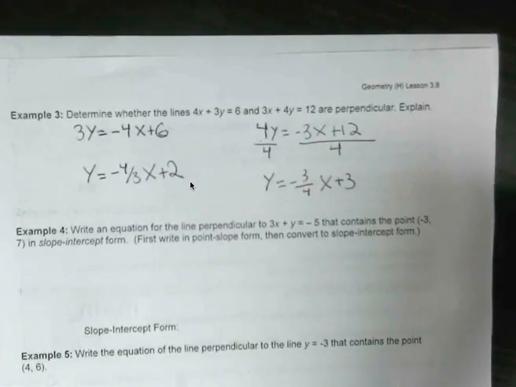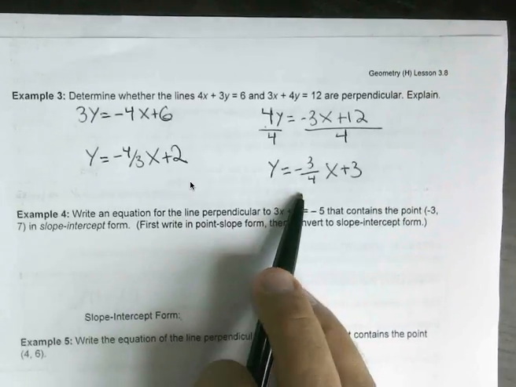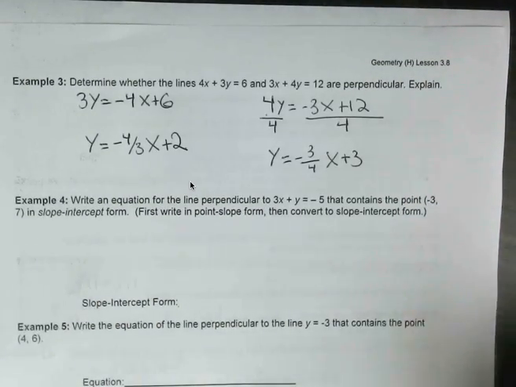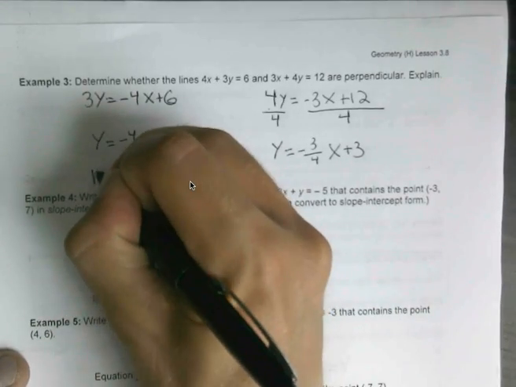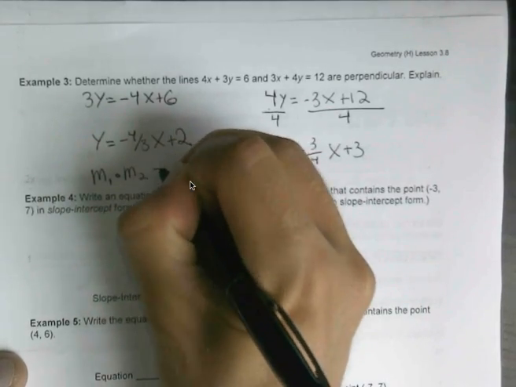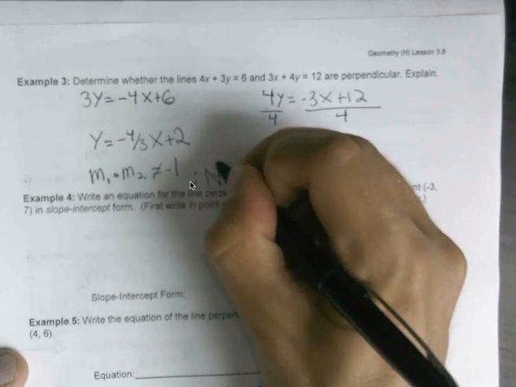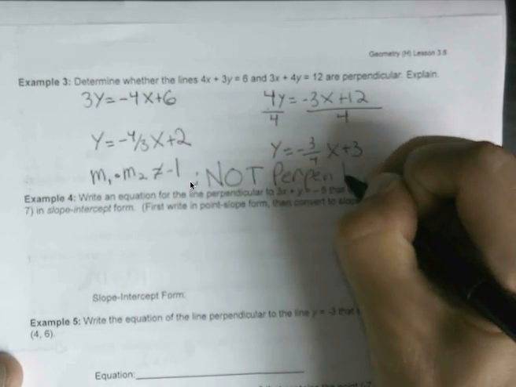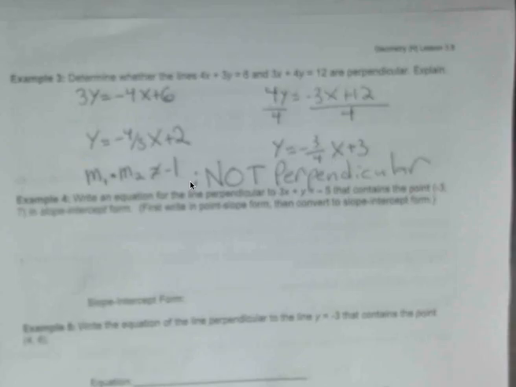All right, well, what do you think? This had a slope of negative 4/3. This was a slope of negative 3/4. Are they perpendicular? Nope. Because if you multiply those two slopes, it does not equal negative 1. So in that case, these are not perpendicular. All right, let's keep going.